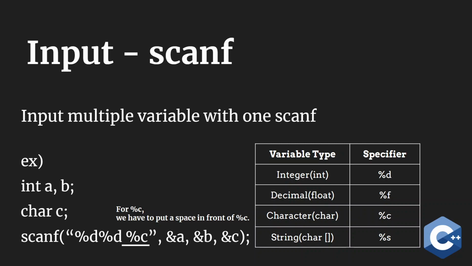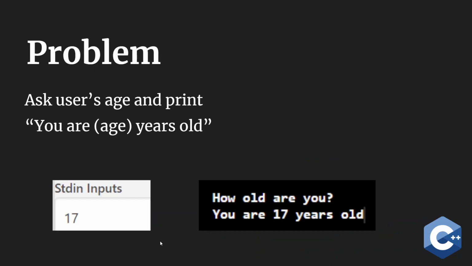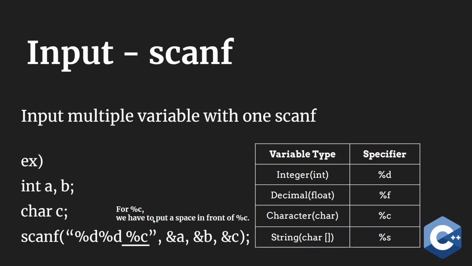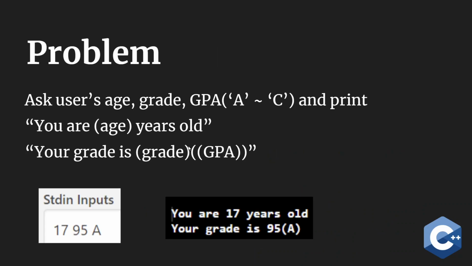However, when we're getting input for %c, we have to put an additional space in front of %c. So it's gonna be %d, %d, space %c, and get all these three inputs. And here's the problem. I want you to pause the video for a second, or read the question by yourself, try to solve it by yourself, and then watch the solution together.